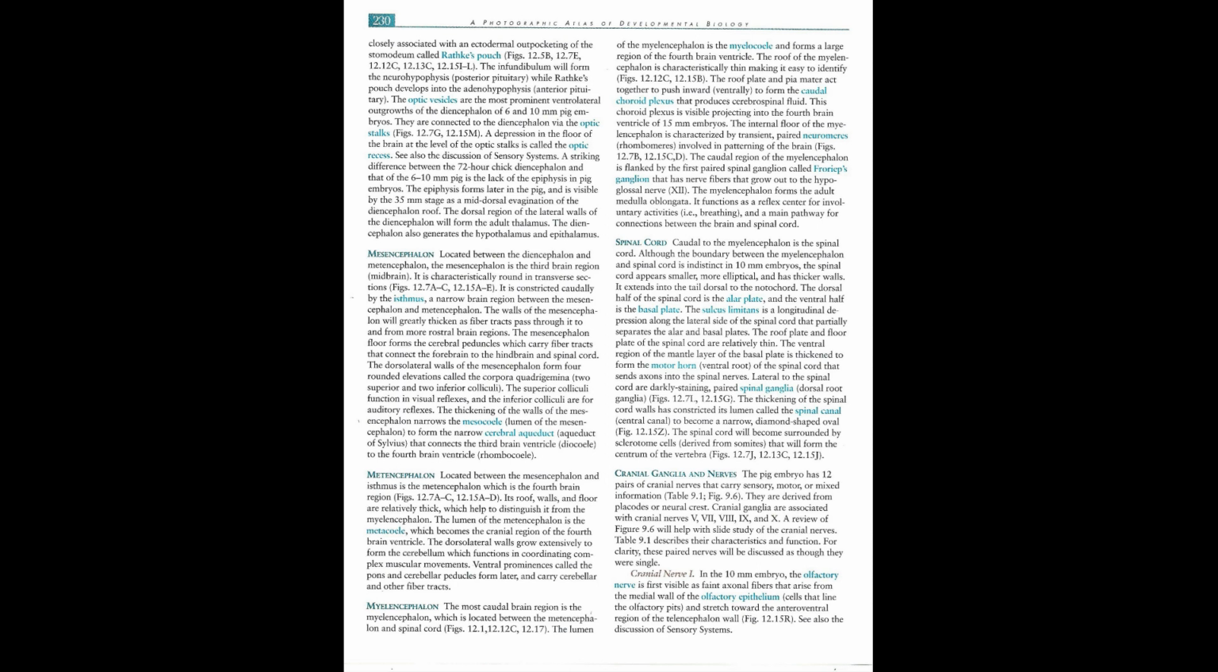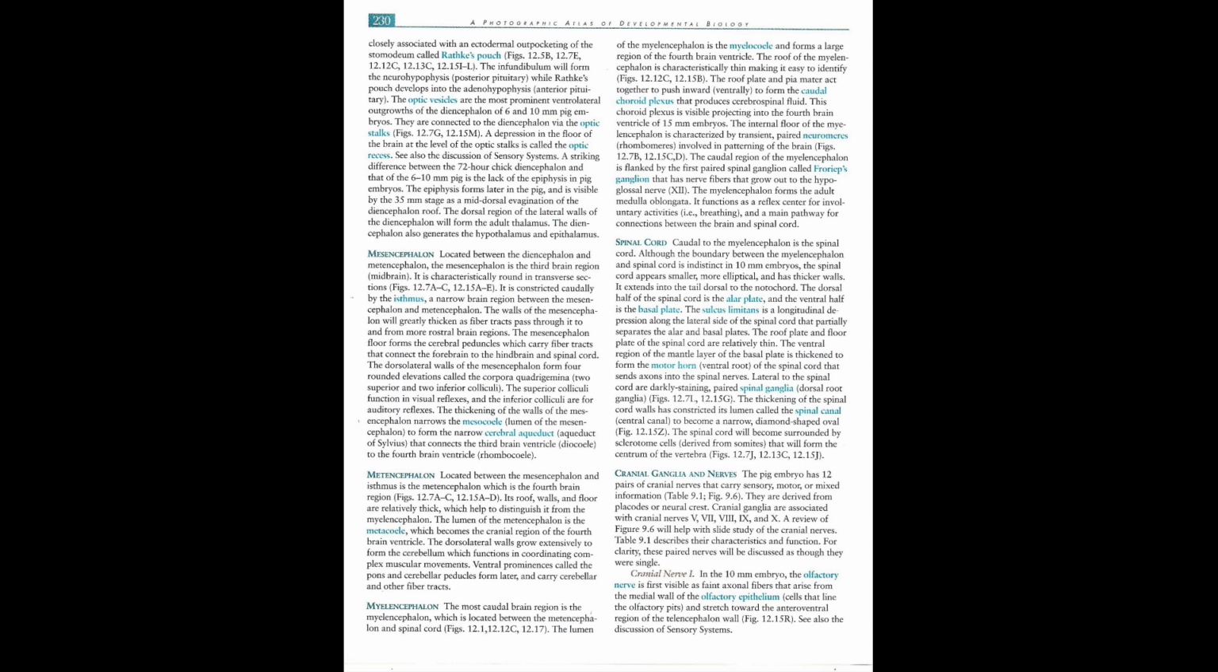Mesencephalon. Located between the diencephalon and metencephalon, the mesencephalon is the third brain region, midbrain. It is characteristically round in transverse sections, Figs 12.7a-c, 12.15a-e. It is constricted caudally by the isthmus, a narrow brain region between the mesencephalon and metencephalon.